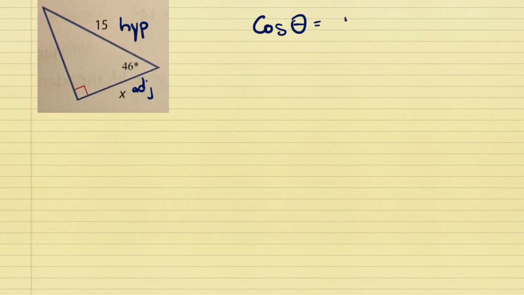I wasn't using opposites at all. Opposite would have been this wall. It wasn't even used, so I can throw out the ones with the O's in them. So I had to use the cosine formula. That's how it can kind of narrow down.